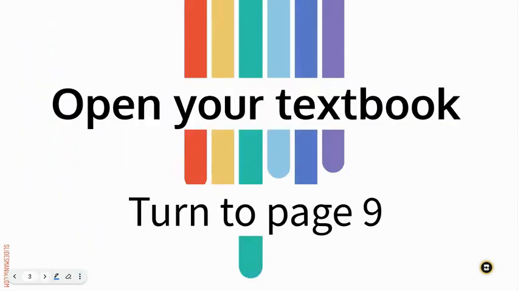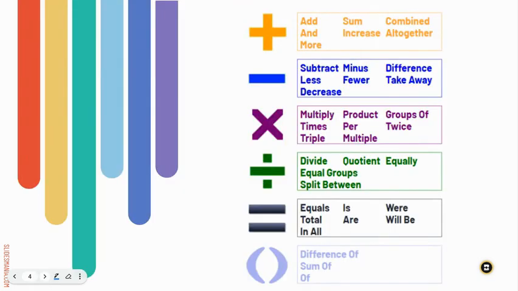And you want to open your textbook to page 9 where you will be taking notes. And you should have a sheet like this that was a handout. It's basically just the operation words for each of our operations. You may find it useful as you're doing your assignment today.